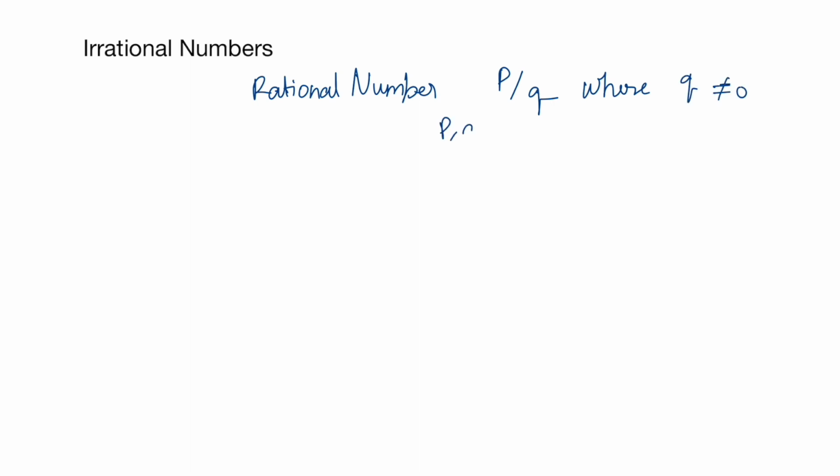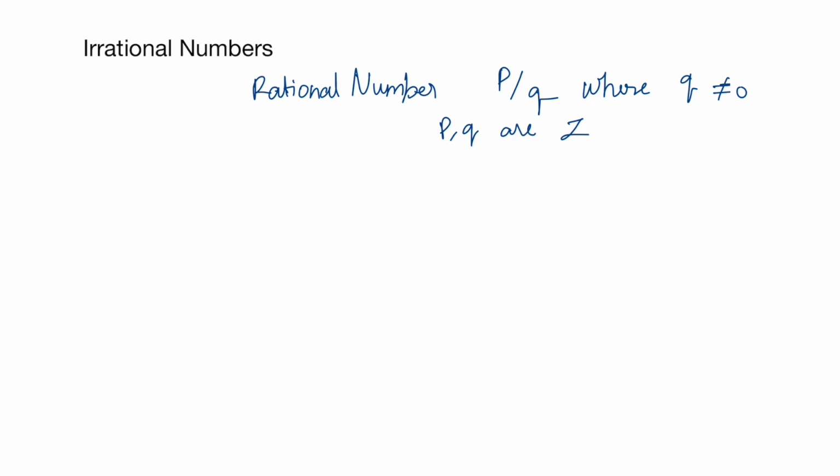So we know what rational numbers are, right? So what is a rational number? A rational number is something that can be expressed in the form of p divided by q, where q is not equal to 0 and p and q are both integers, right? So this is the condition for something to be a rational number.